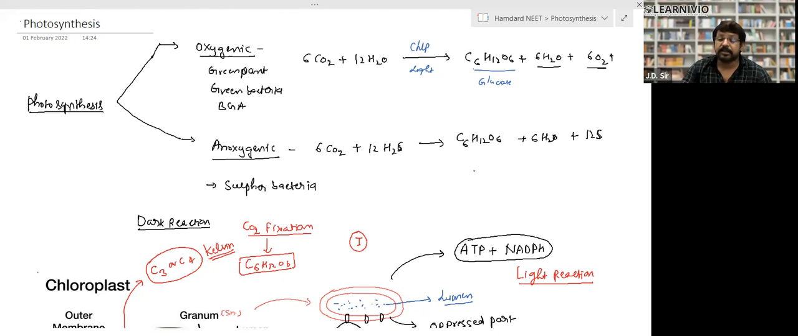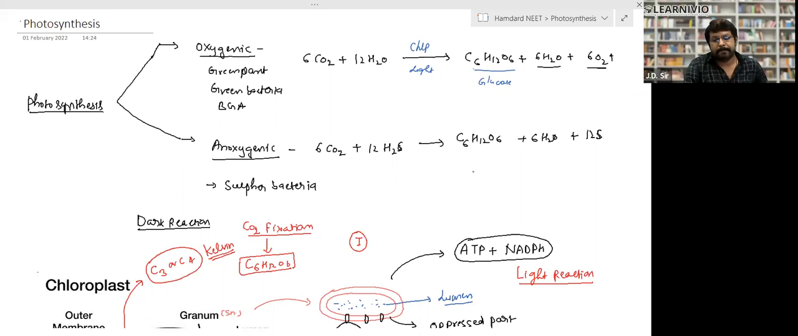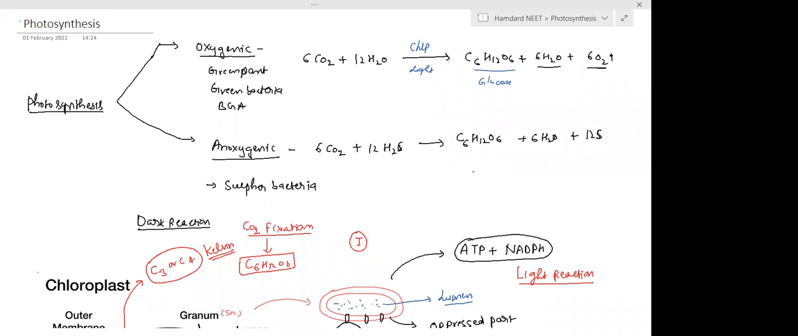That is an exception. This is exceptional photosynthesis where formation of food takes place, but oxygen production does not take place. This kind of reaction is called anoxygenic. So photosynthesis reaction is of two types, oxygenic and anoxygenic. Is that clear? Yes. Okay. Please note down both of the reactions, then I'll dictate to you.